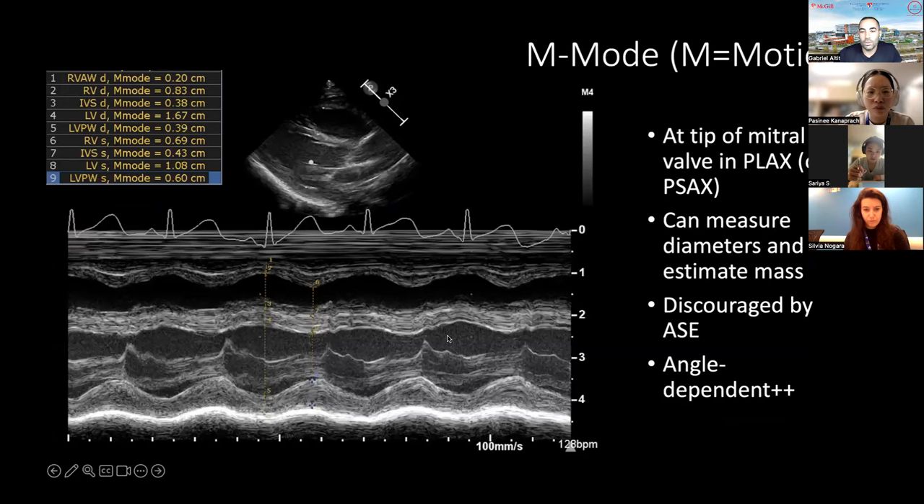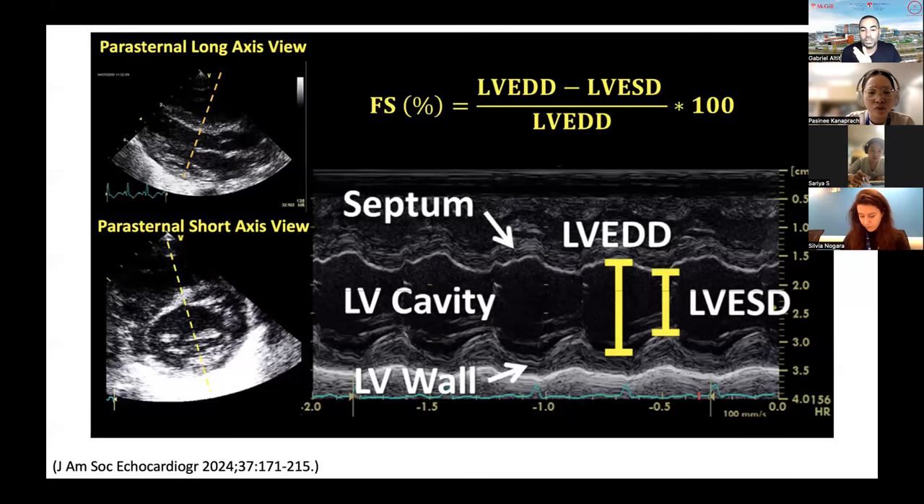So with M mode, one of its advantages is that because you're getting such a narrow view, you get a very, very high frame rate. So you get a lot of temporal resolution, resolution of time. You get one cut here, one cut here, one cut here, so there are many, many frames. When you start doing angle corrections with the machine, you lose this high frame rate, you lose this information. So that's why it's better to try to angle yourself as best as you can rather than to use these kinds of angle correction maneuvers.